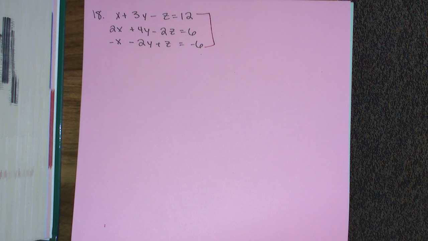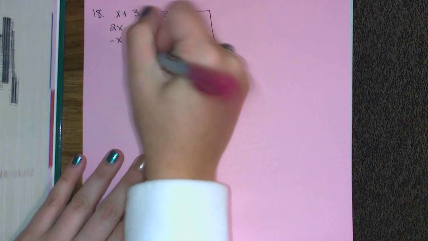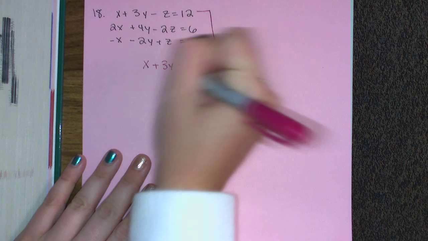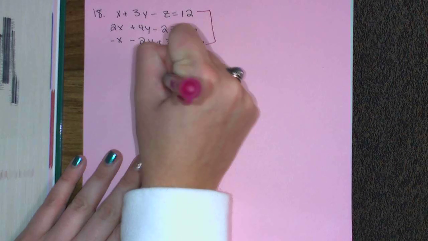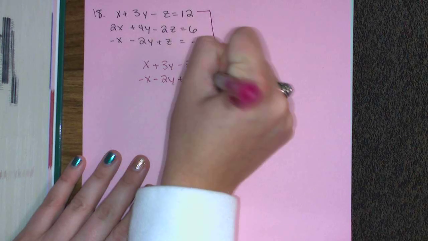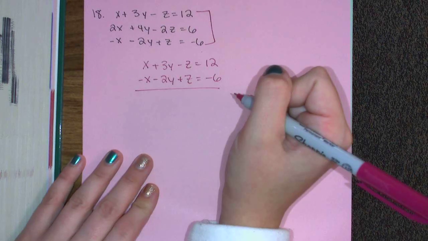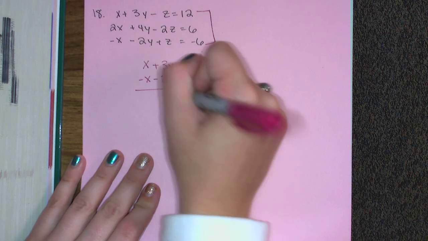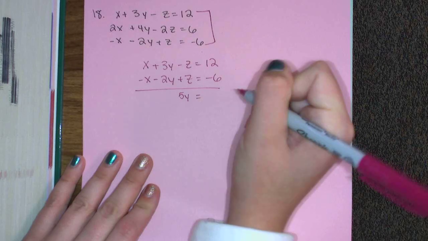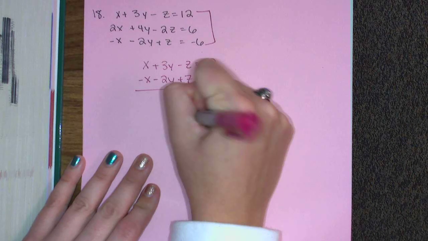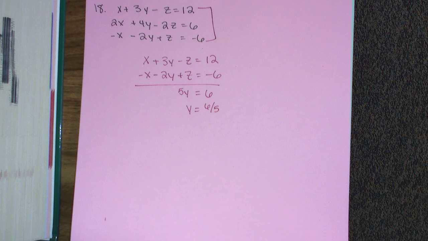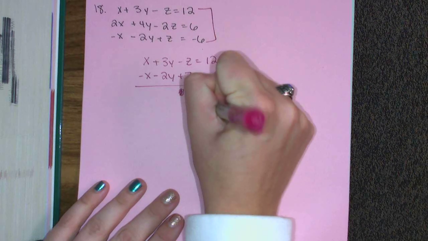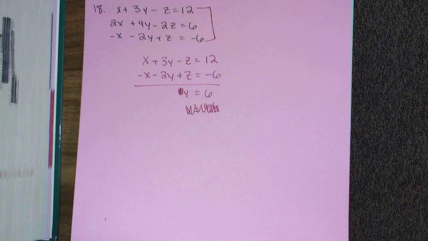Okay. So, doing that, I have x plus 3y minus z is equal to 12. And then I have negative x minus 2y plus z is equal to negative 6. What do we see is going to happen here? I'm just going to have y, so I have 5y is equal to 6. So y is equal to 6 over 5. Wait, that's not 5. That's just y. Thank you. So y is equal to 6.